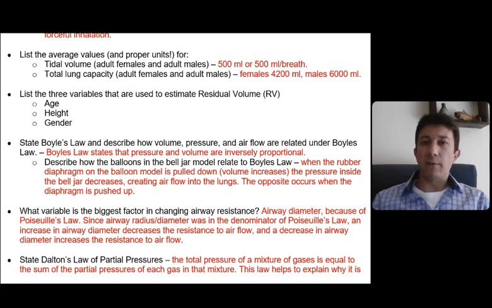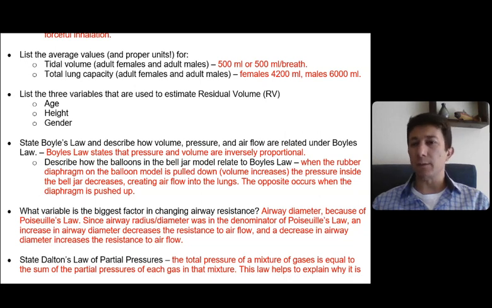The next value or number that I want you to keep in mind is the total lung capacity for both adult females and adult males. For adult females, that's about 4,200 milliliters total lung capacity. So that means a typical female can have about 4,200 milliliters of air in the lungs after a forceful inhalation.